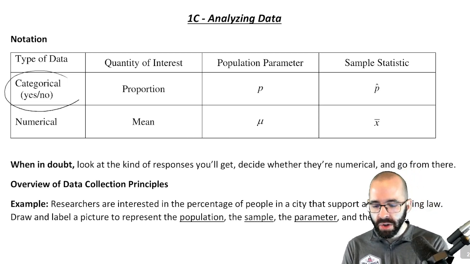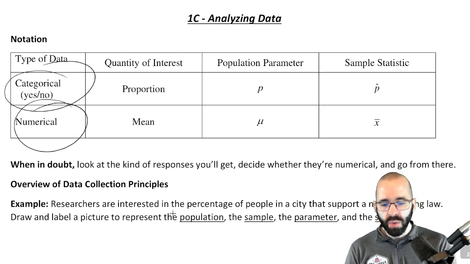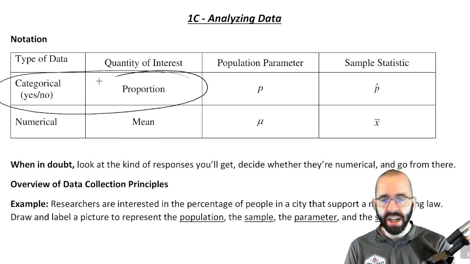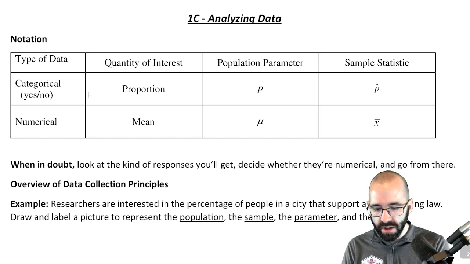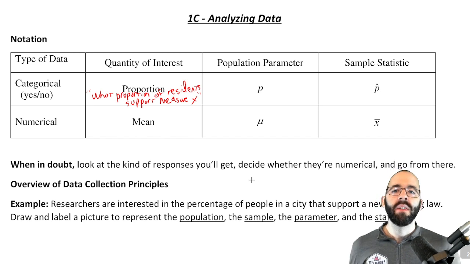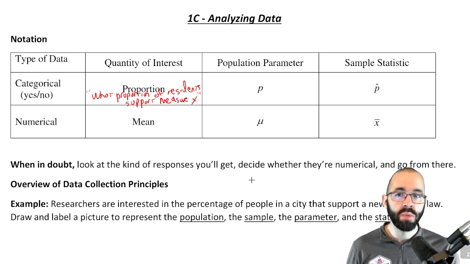Because depending on whether we're looking at categorical data or numerical data, the quantity of interest is going to be different. When we look at numerical data, a lot of times what we really care about is the mean. When we look at categorical data, a lot of times what we really care about is a proportion, right? So this could be like, what proportion of residents support measure X? Do you support measure X? Do you not support measure X? That's categorical data. We care about what proportion will do that.